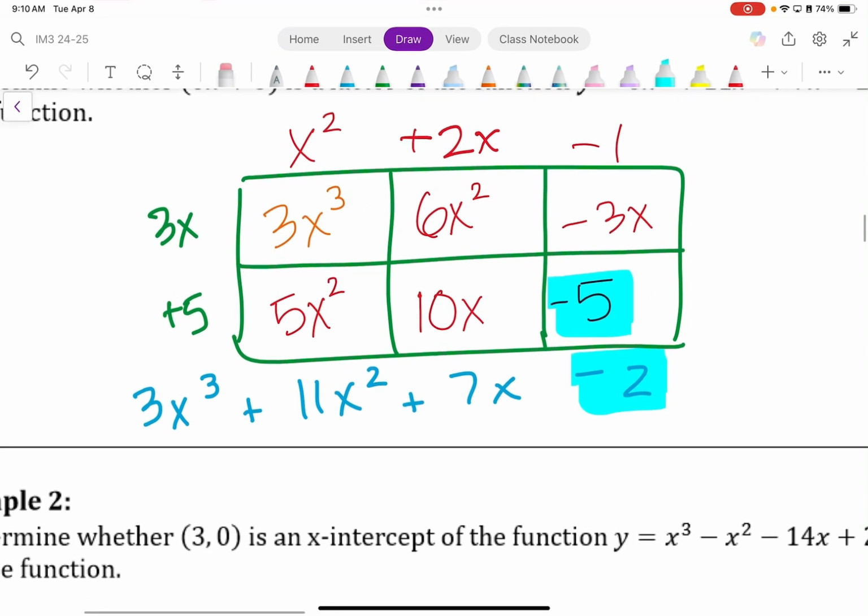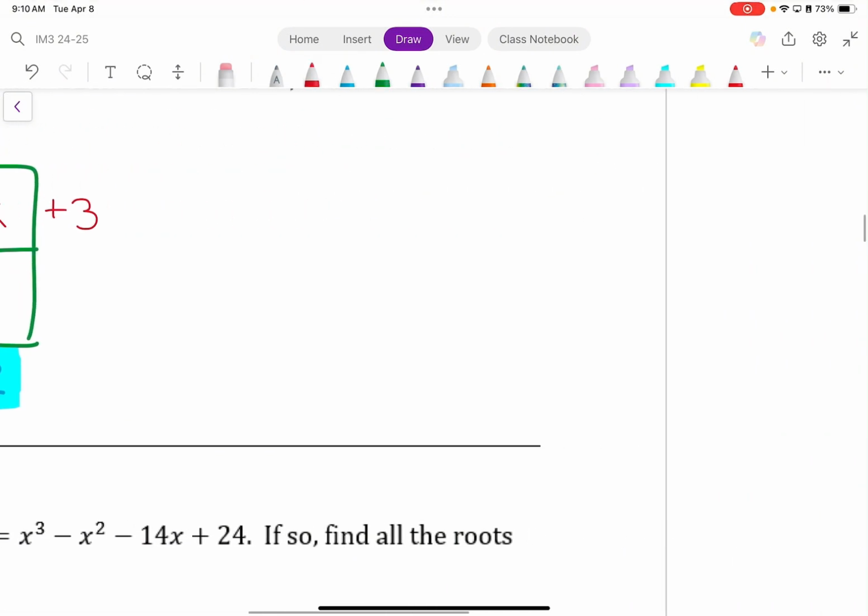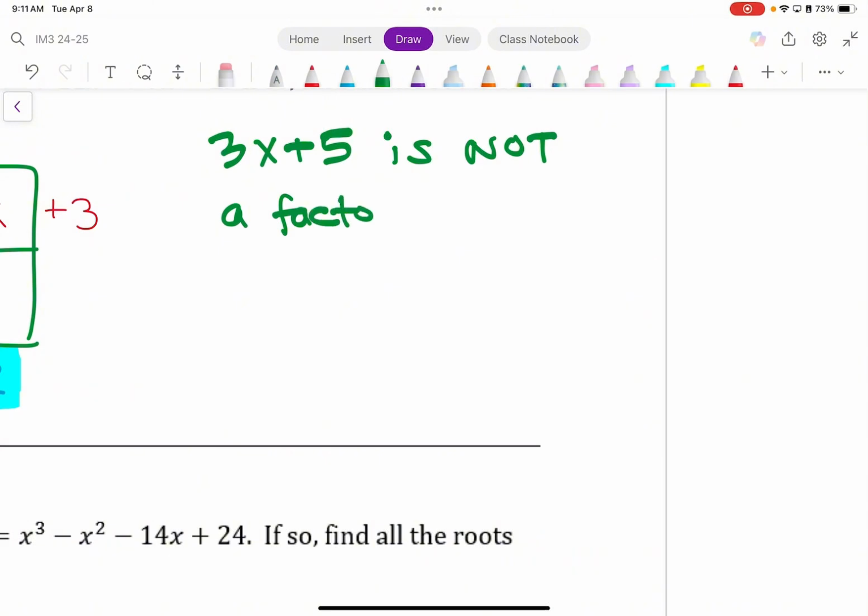What do you notice? There's a remainder of 3. So, here's the big question. Is 3x plus 5 a factor? No. Why not? Because there's a remainder of 3. So you're going to write that statement down. 3x plus 5 is not a factor because there is a remainder of 3.